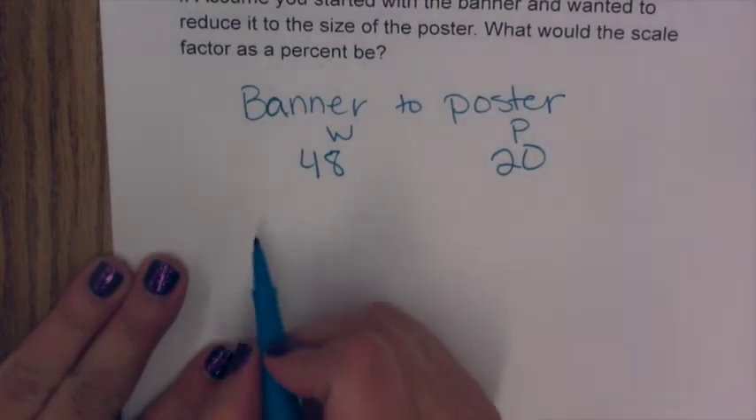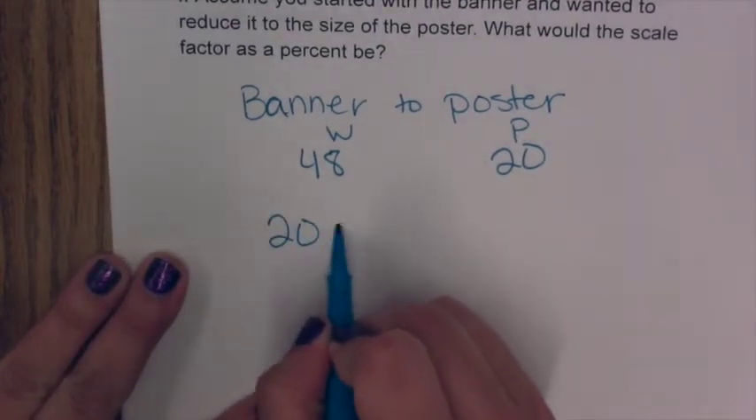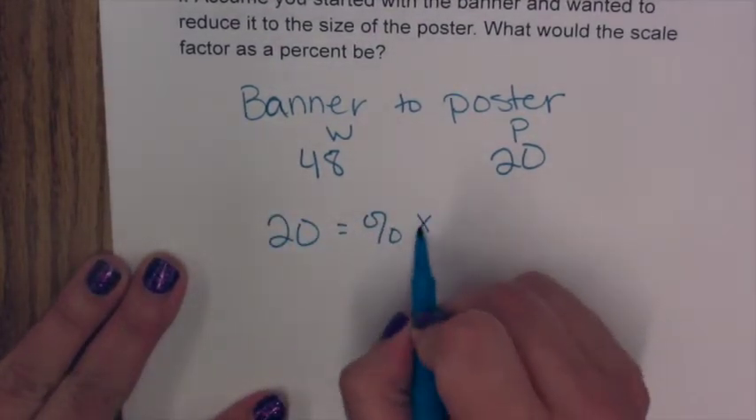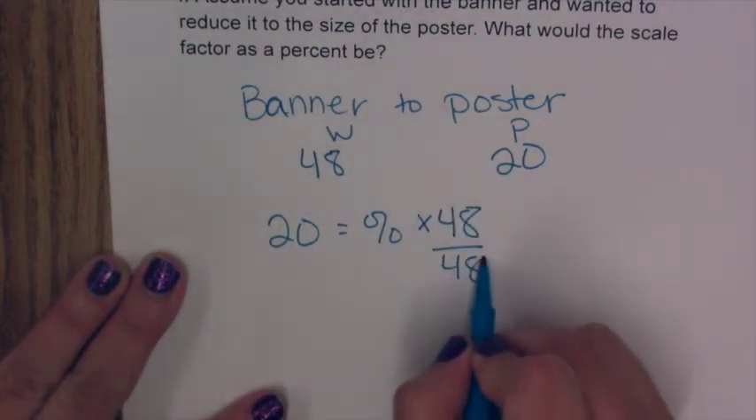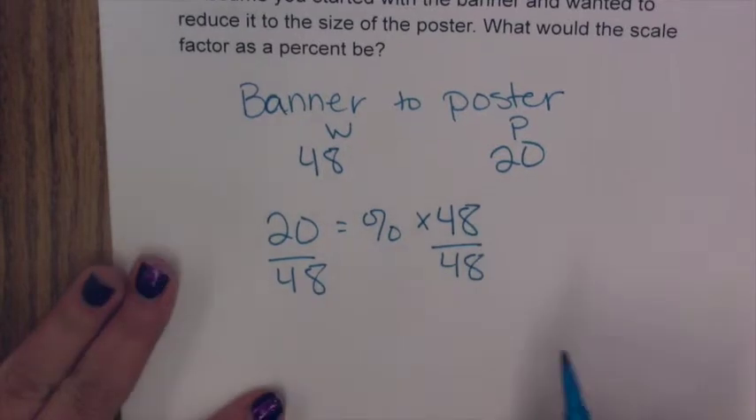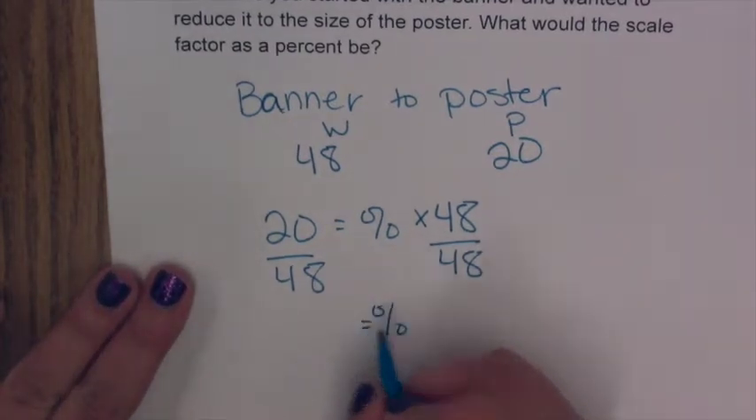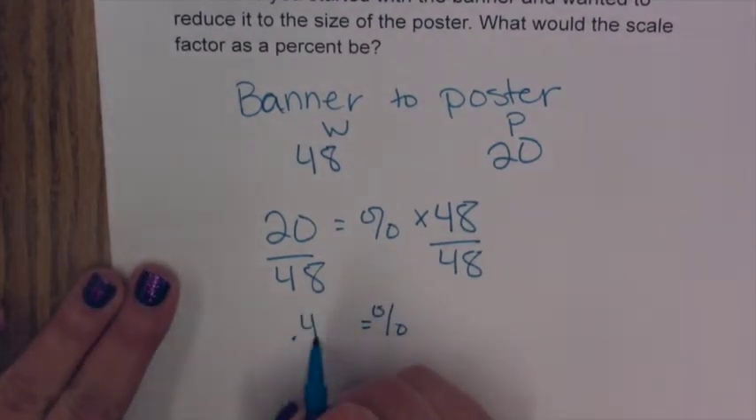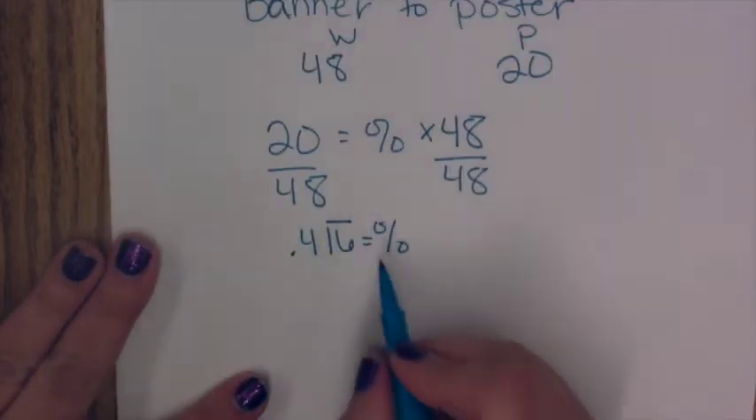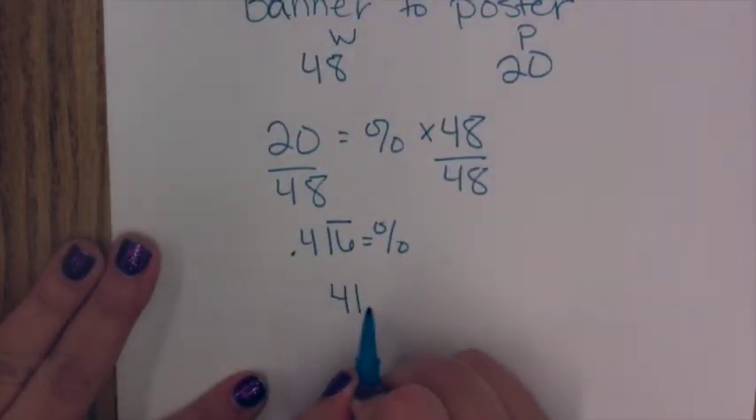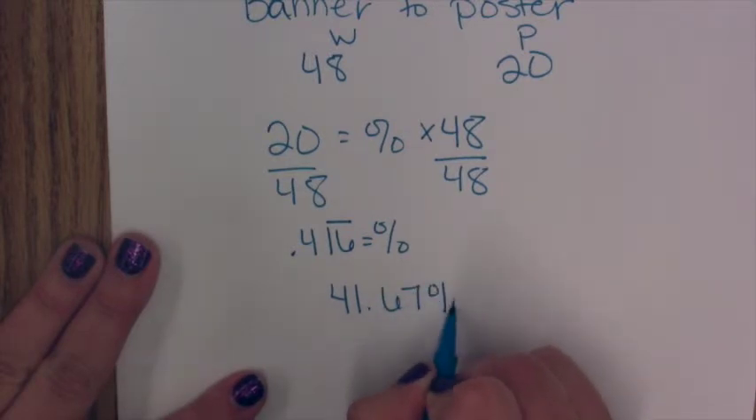All right, so part equals percent times whole. 20 equals the percent times our whole. We're going to divide by 48. When you divide this out, you get that it's equal to 0.416 repeating, which when we change that to a percent would be 41.67%.